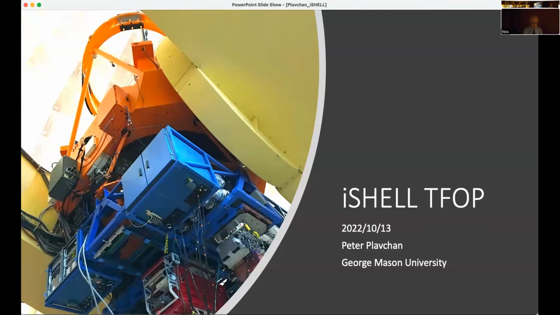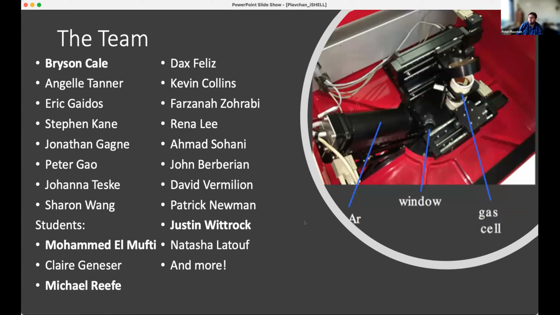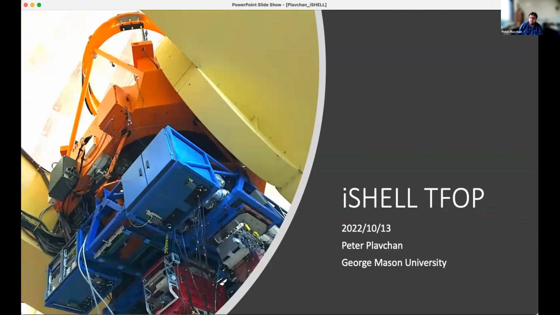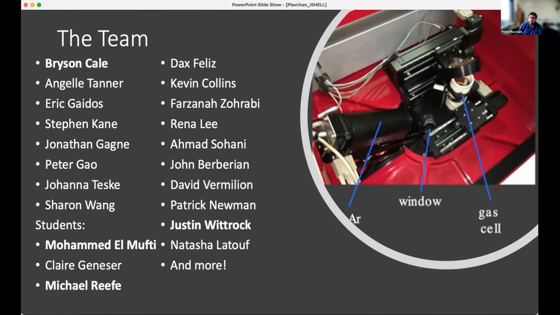Great. Okay, so here to talk about iShell, the TFOP follow-up that we've done. And first of all, I have to thank the team, particularly Bryson Cale, who's now a postdoc at the NASA Exoplanet Science Institute, graduate students Mohammed El Mufti and Justin Wittrock, who are both testing the job market waters this year, and Michael Reefe, you just heard about his paper on TOI 620, which had contributions from Maroon-X. He's a new graduate student at MIT, so in your neighborhood.